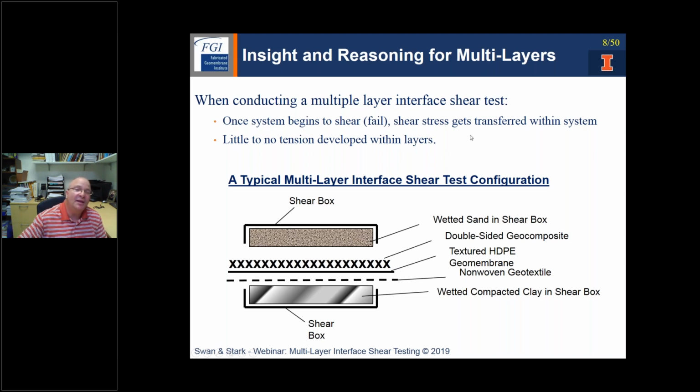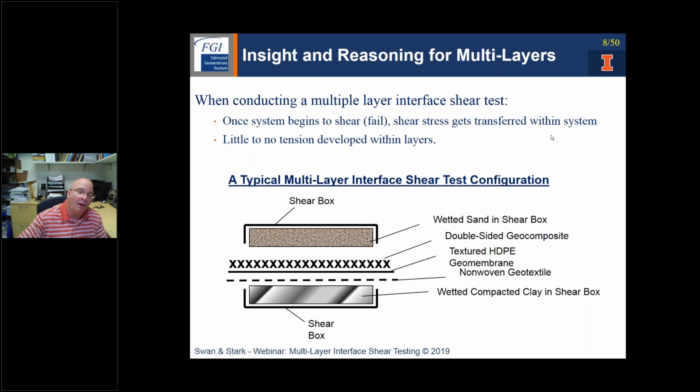And the idea is once we start testing, the system will begin to shear and fail. And as it's shearing, loads are being transferred between the different layers of geosynthetics, shedding the shear stress between the system. And eventually we'll see one system that becomes dominant in the failing mechanism at peak, and then maybe we'll see a transition to a different interface at large displacement.